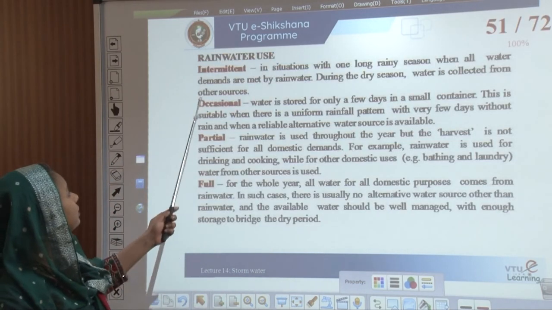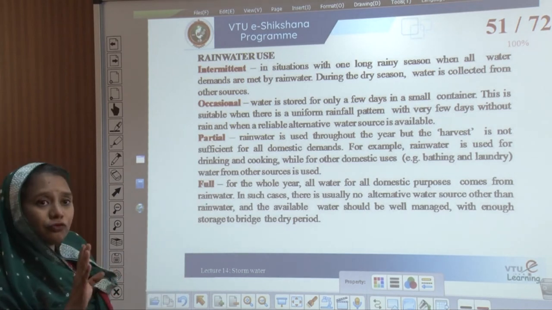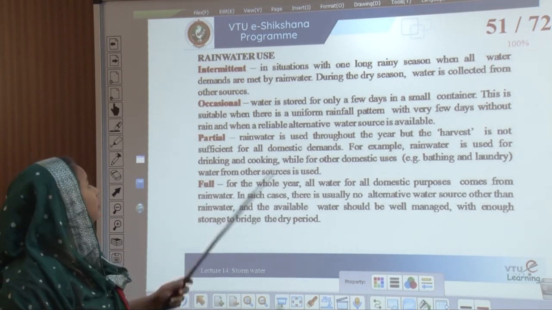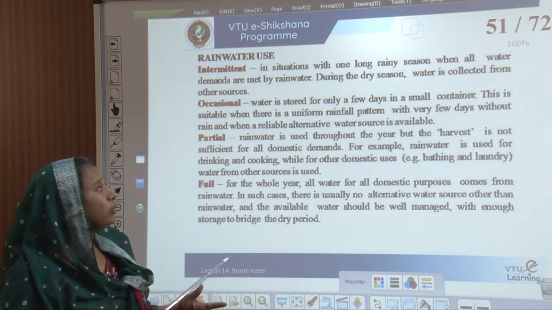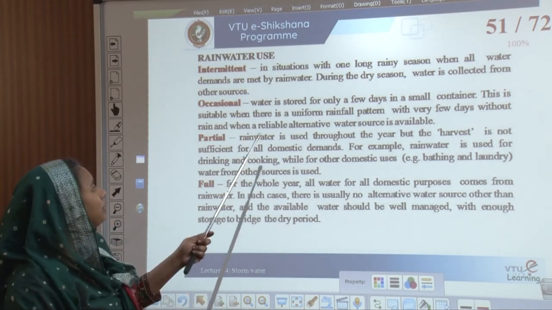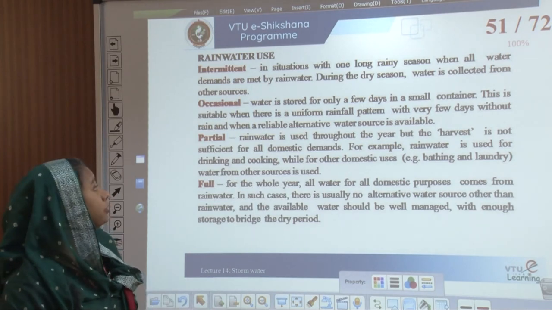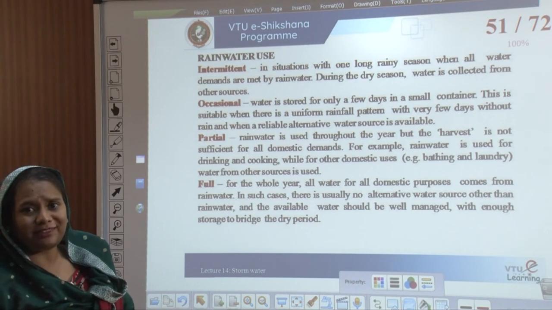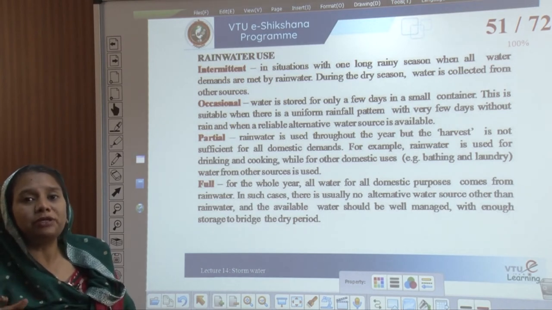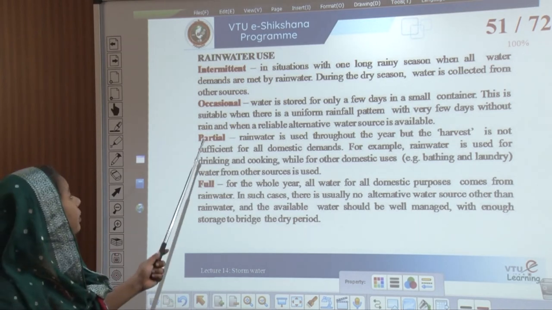Rainwater use could be in terms of four different categories. One is intermittent. This is basically where you have one long rainy season when all the water demands are met by the rainwater. During the dry season, the water is collected from other sources. So, it is intermittent. It is basically working only during the period of need.